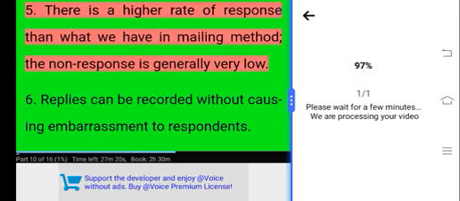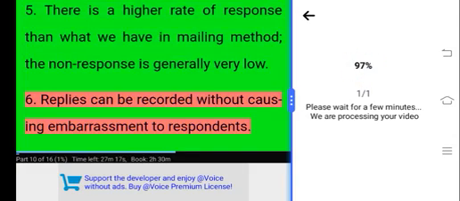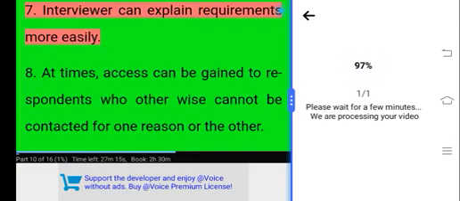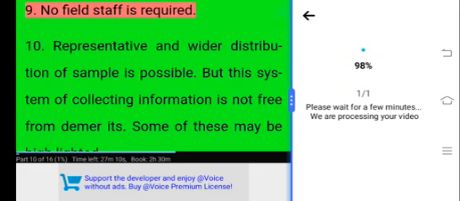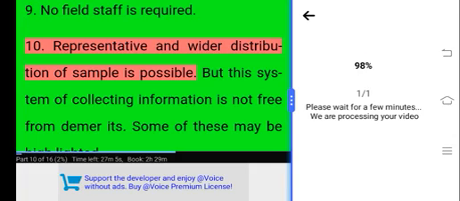5. There is a higher rate of response than what we have in mailing method. The non-response is generally very low. 6. Replies can be recorded without causing embarrassment to respondents. 7. Interviewer can explain requirements more easily. 8. At times, access can be gained to respondents who otherwise cannot be contacted for one reason or the other. 9. No field staff is required. 10. Representative and wider distribution of sample is possible.